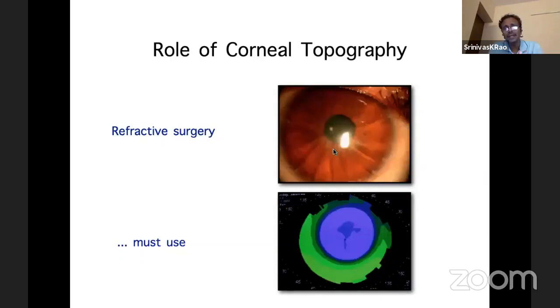But if you're doing radial keratotomy, if an eye like this comes to you and you need to do some cataract surgery, or if you want to do corneal refractive surgery where you want to look at the shape of the entire cornea, including the posterior surface, then I guess we must use corneal tomography. And today we typically use the Scheimpflug.